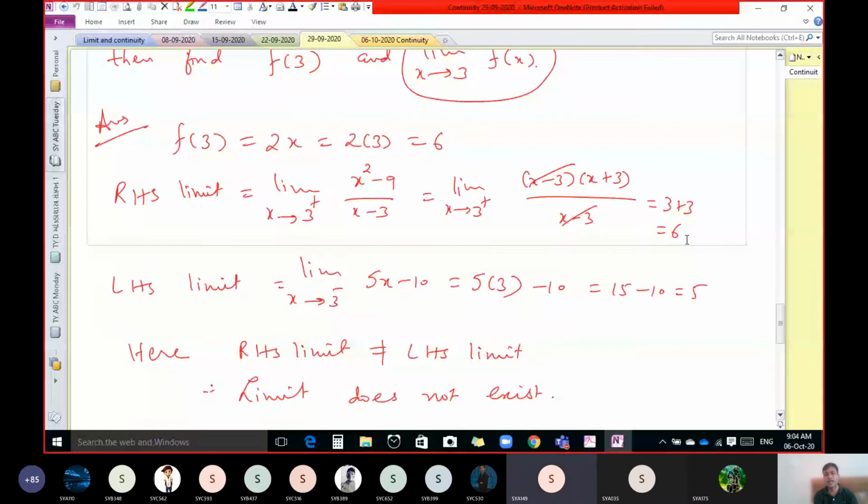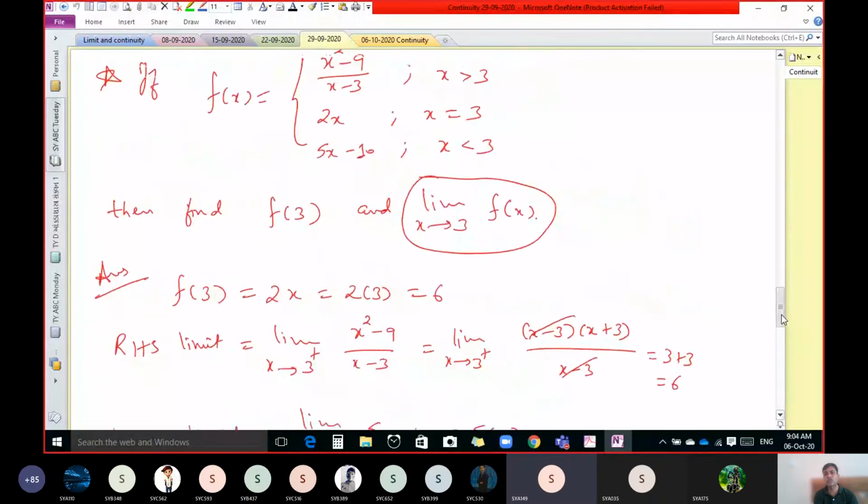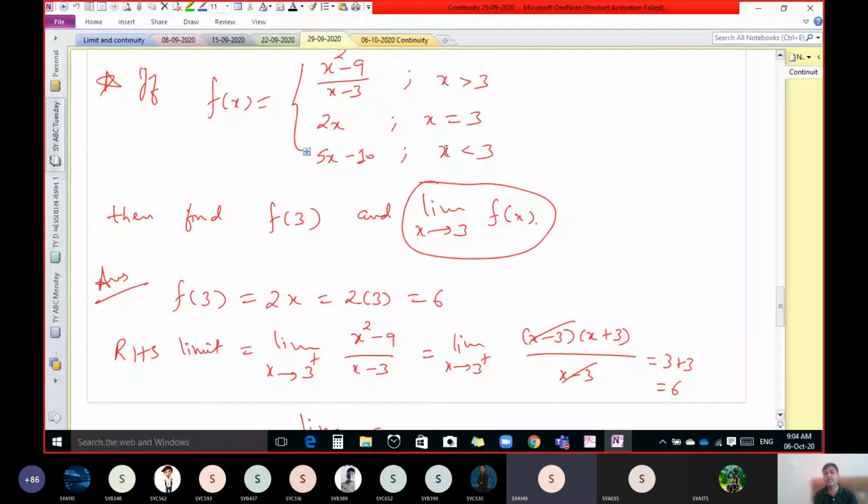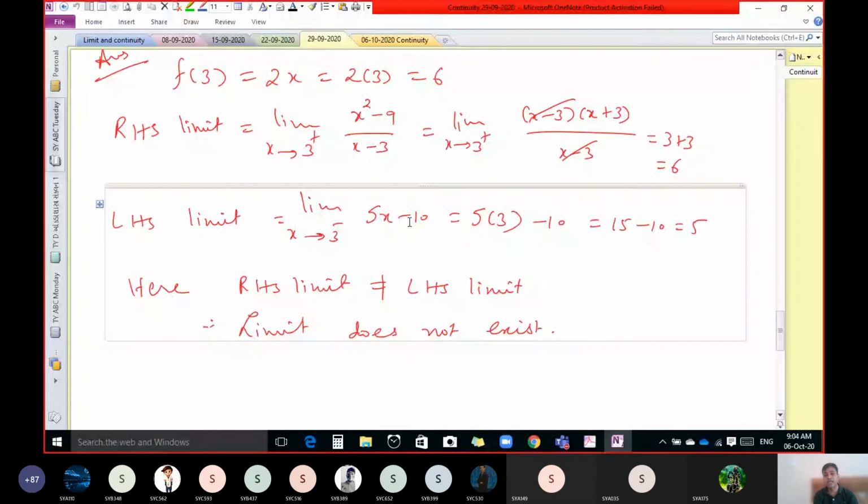And now the left hand side limit. Left hand side limit means x tends to 3 minus. 3 minus means less than 3. Less than 3 means 5x minus 10 is the function. So in that, put x equal to 3. So we get 5 threes are 15 minus 10, we get 5.